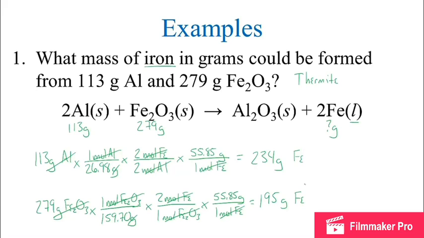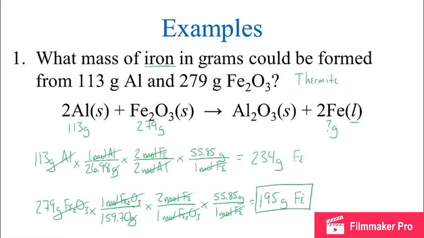Okay, well again, the question is, how much iron do I make? Do I make 234 grams? Do I make 195 grams? Or do I make some combination? Well, we always pick whichever one is the least amount. So in our case, we would make 195 grams of iron.